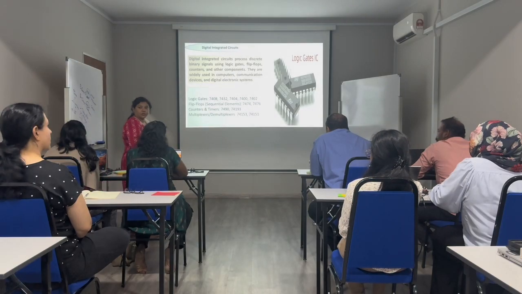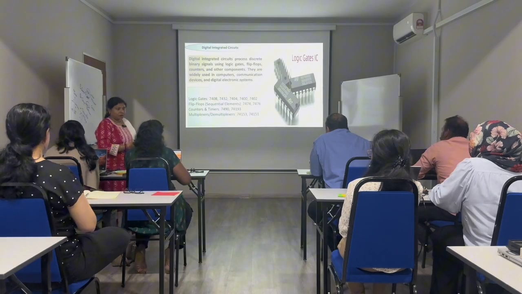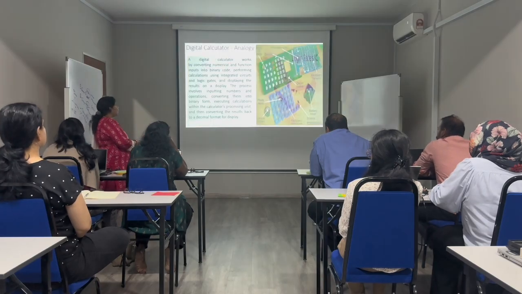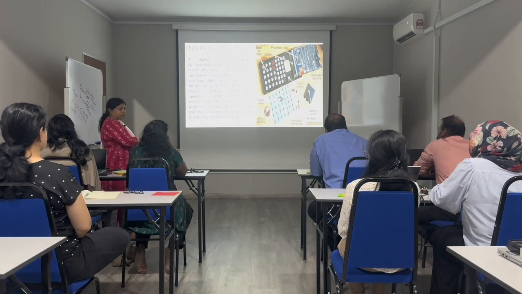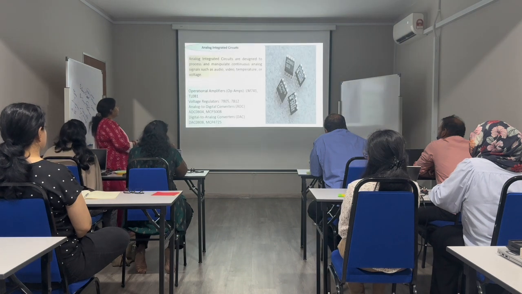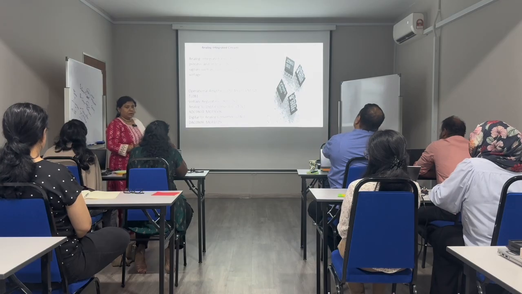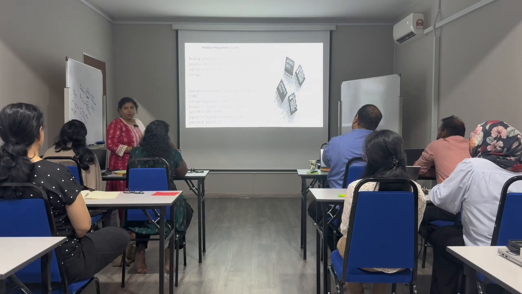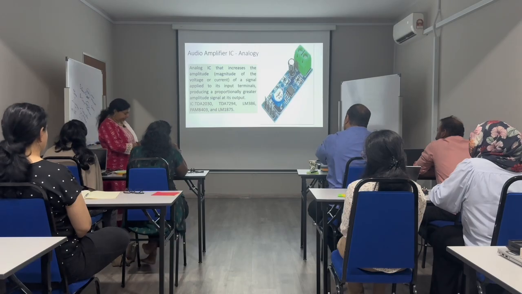And we have seen the definition of a digital integrated circuit. This is an IC which accepts only digital input, processes digital data, and produces digital output. We saw an analogy using a digital calculator, how it works, and its functional description. And what is an analog integrated circuit? This is an IC which accepts only analog data, processes analog information, and produces analog output. We saw the analogy of a washing machine and an audio amplifier.